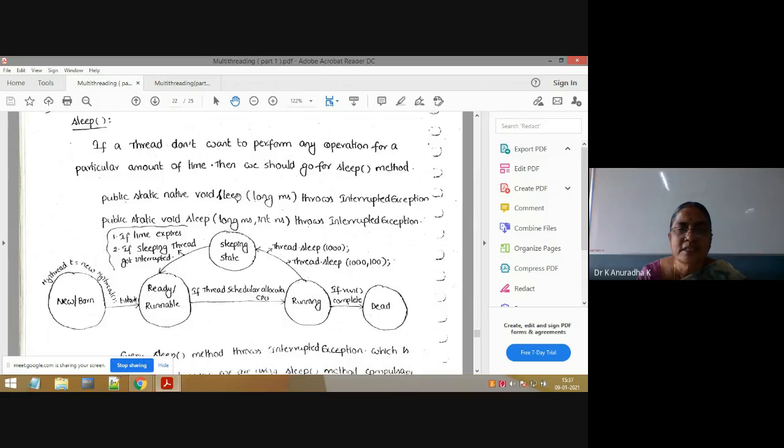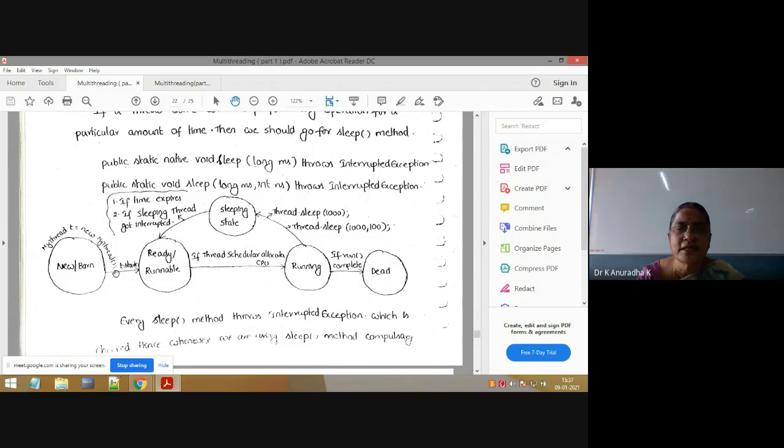The sleep method is there in the Thread class and it is an overloaded method because it has two forms. This is sleep with one parameter, and here it is sleep with two parameters. The sleep method throws InterruptedException, and it is a static method. So how do we access the sleep method of the Thread class? Using Thread.sleep, because the sleep method is a static method.